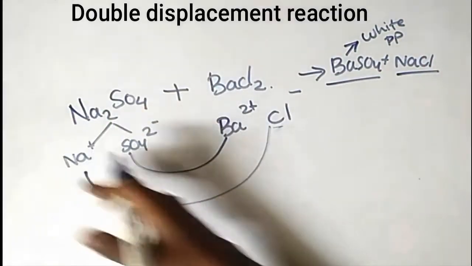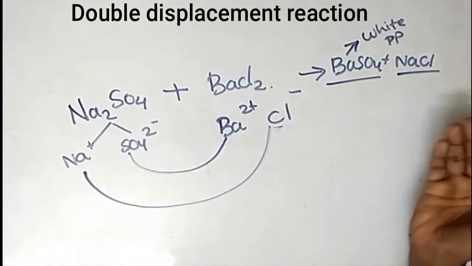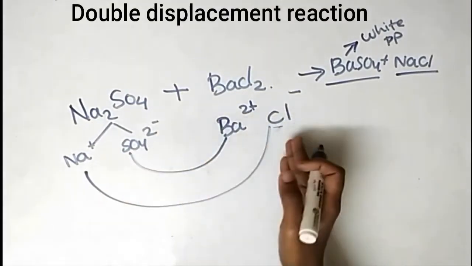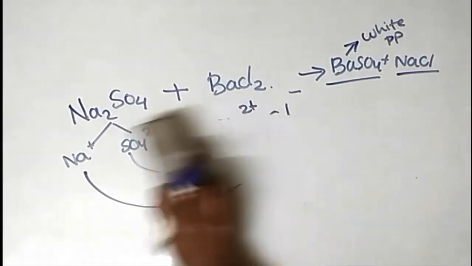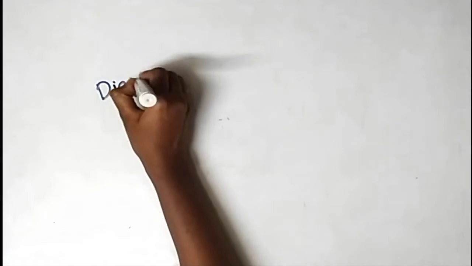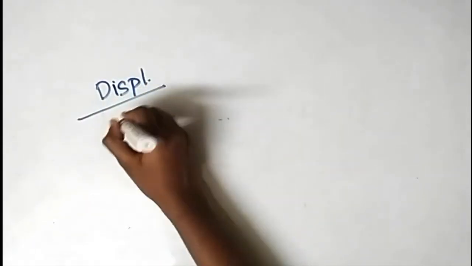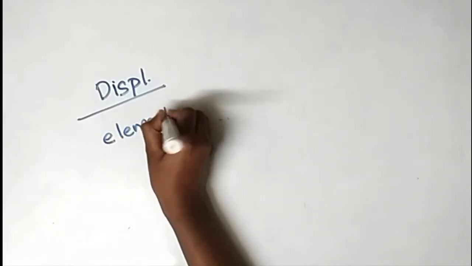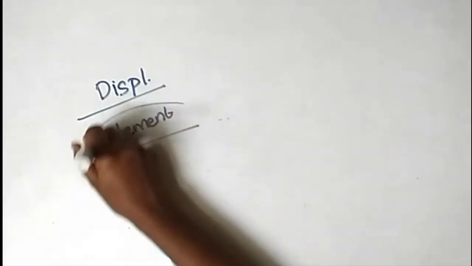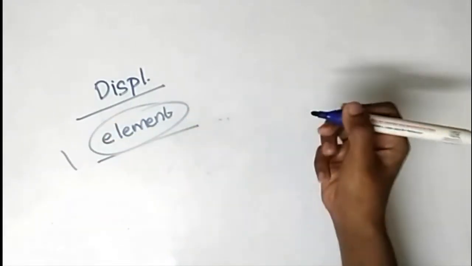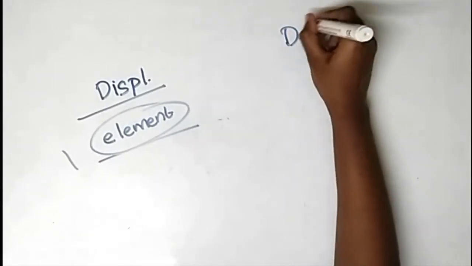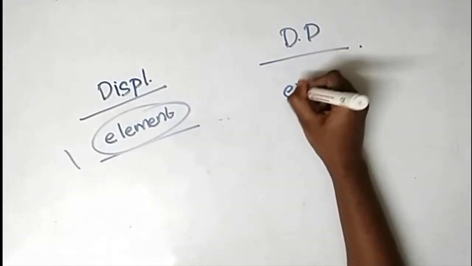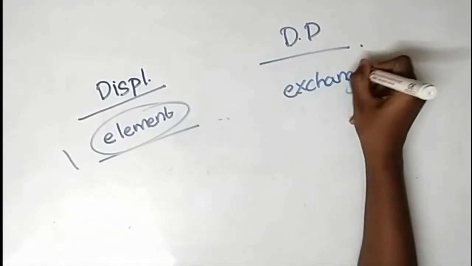So from this experiment, we understand about double displacement reaction, that is the exchange of ions between the compounds. So don't get confused between the displacement and the double displacement reaction. The displacement reaction is the exchange of element, that is the reaction in which one element displaces the other element. Whereas in the double displacement reaction, the exchange of ions takes place.